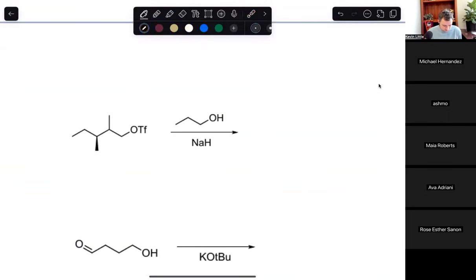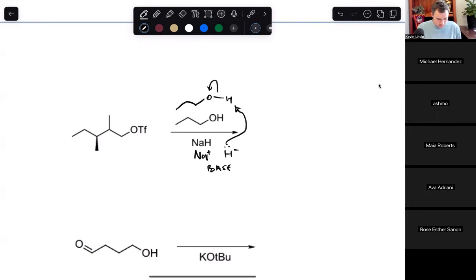All right. I see a metal. I'm going to draw the ionic bond. I'm not even going to think about anything else. That's the first thought. That's a base, sodium hydride, pretty classic base. So just to make sure everything's right, I'm going to use my base to deprotonate my nucleophile.